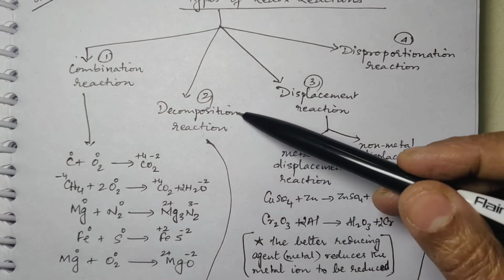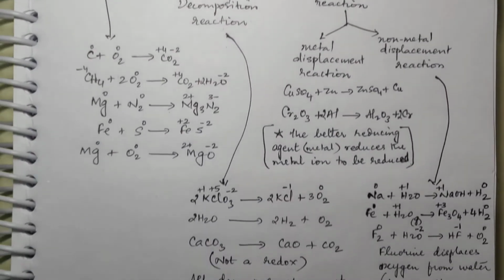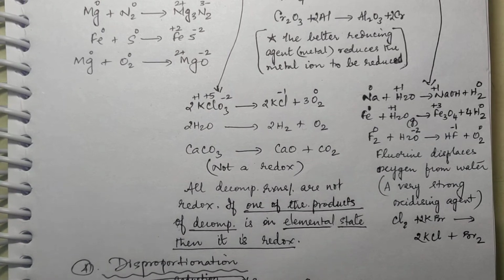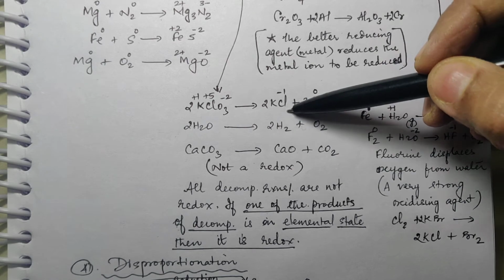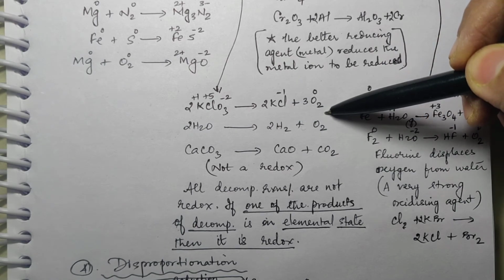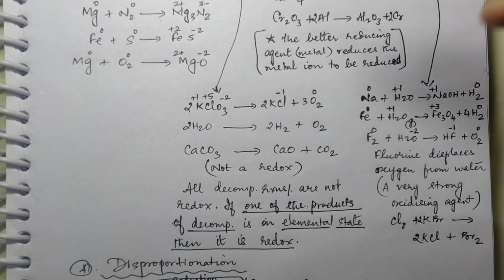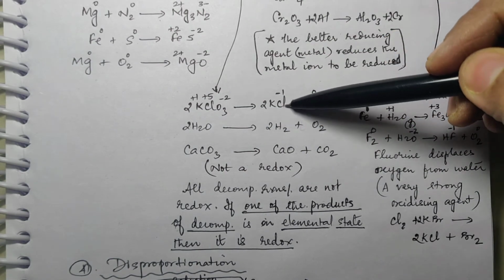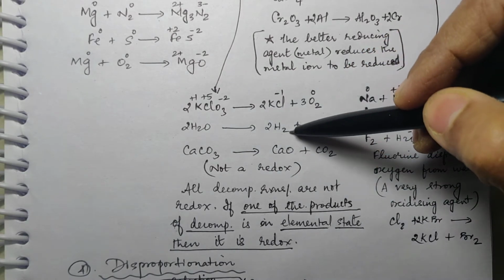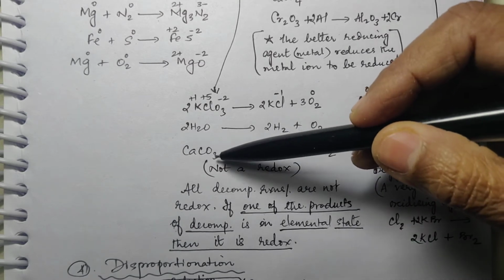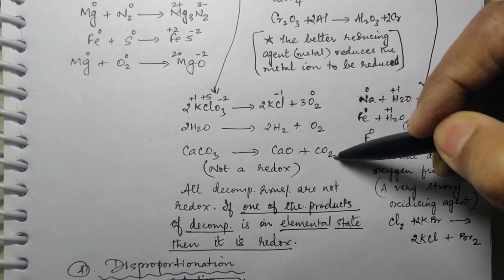Now come to the next one, that is decomposition reaction. Now decomposition reaction, what is it? Decomposition reaction means if one particular substance decomposes to give you more than one substance as product, then it is called as decomposition reaction. KClO3 is potassium chlorate. This decomposes to give you potassium chloride and oxygen. Water decomposes to give you hydrogen and oxygen. Now CaCO3 decomposes to give you CaO and CO2.